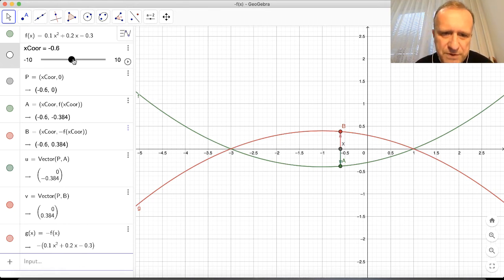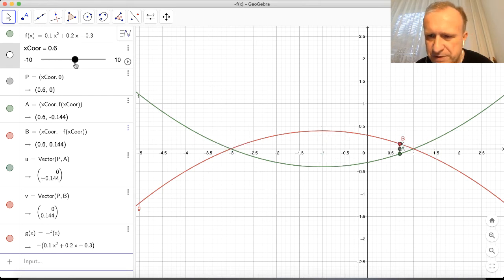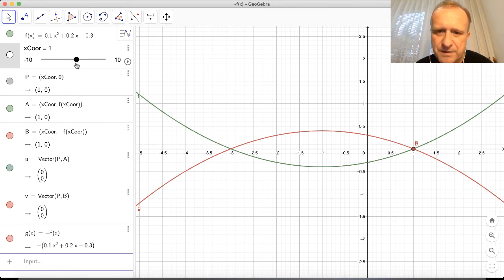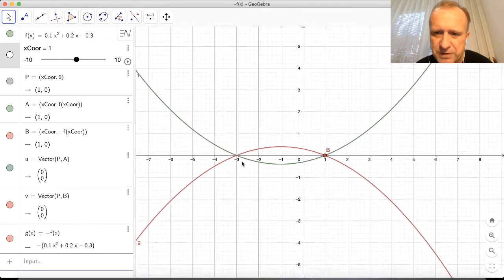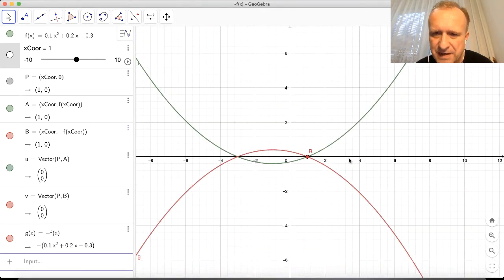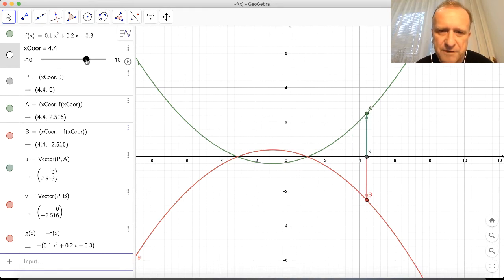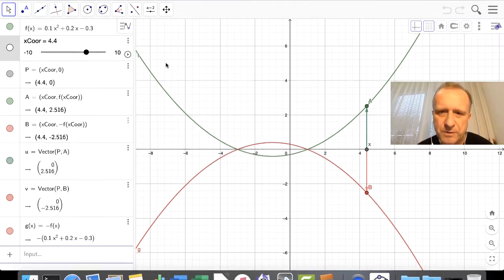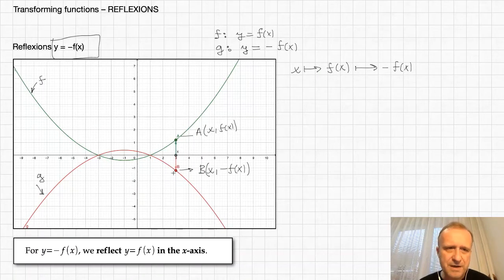There are 2 points in which A and B will coincide, this point and this point here at 1. These are the points in which the original function intersects the x-axis. So in those points the original function and the new function have to have the same y value. Okay, so this is the conclusion for this kind of reflections.